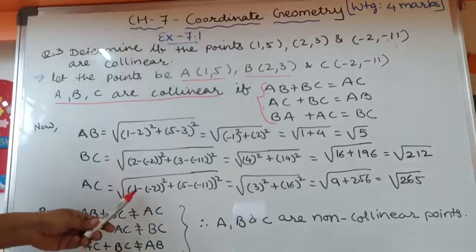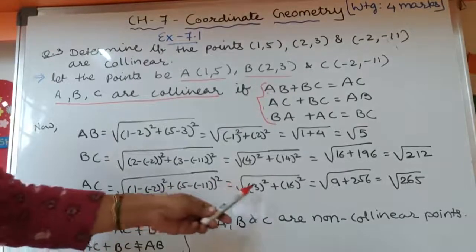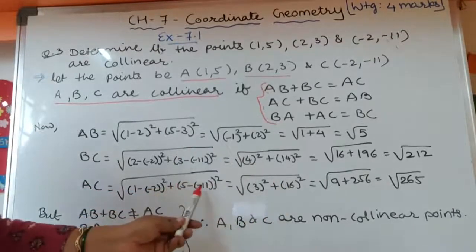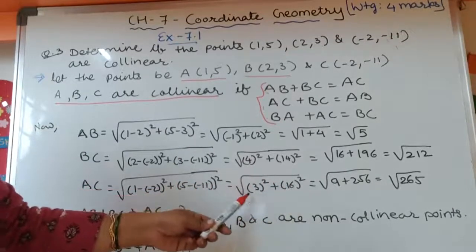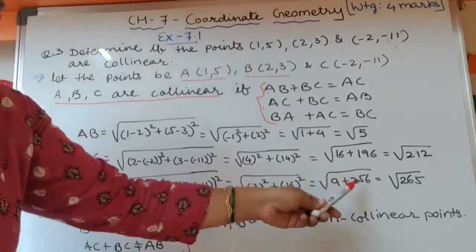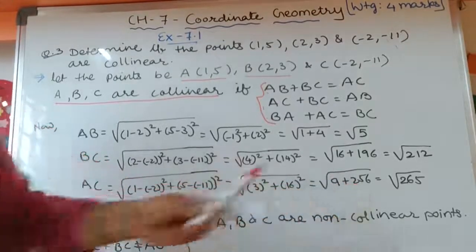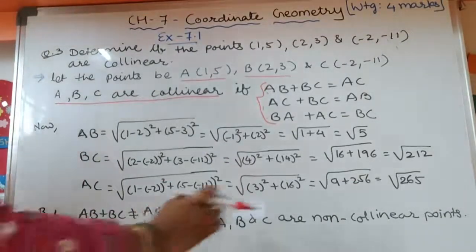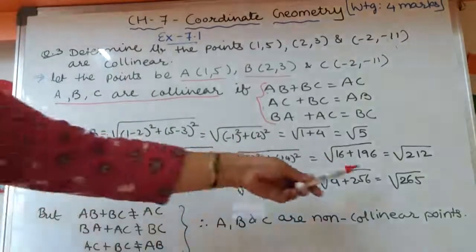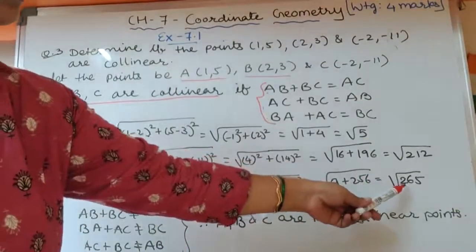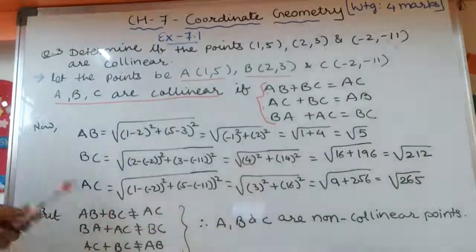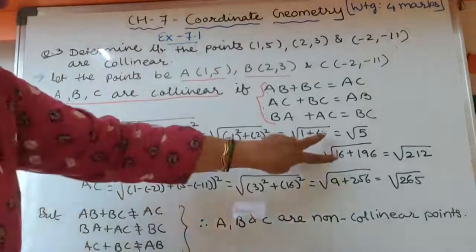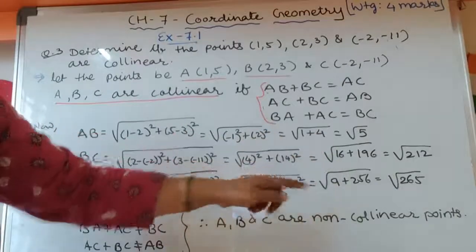Similarly with AC, again I take A as x1, y1 and C as x2, y2. So 1 and minus minus becomes plus, it is 3. 5 and minus minus becomes plus, so 5 plus 11 is 16. 3 square is 9, 16 square is 256. So here I got the square root of 265 as the value of AC. If you add any two distances, you will not get the third one.